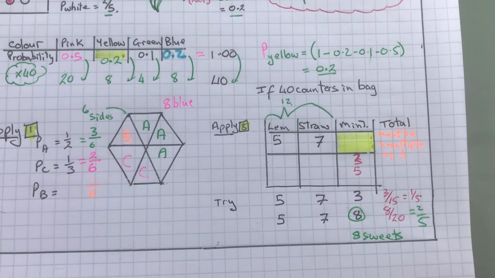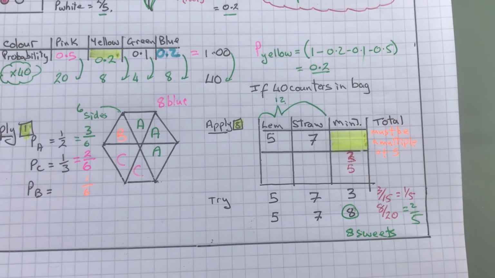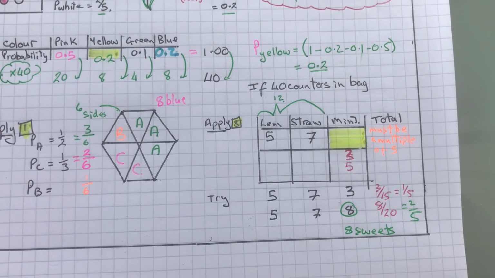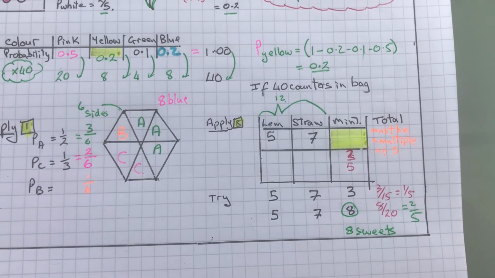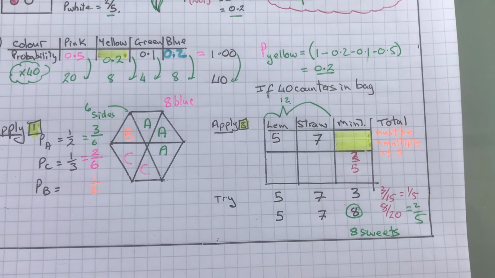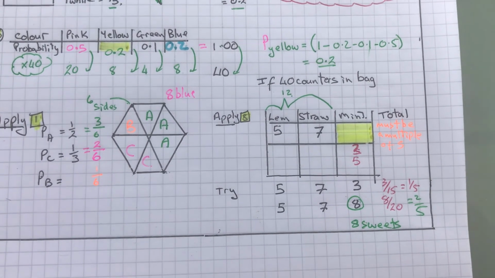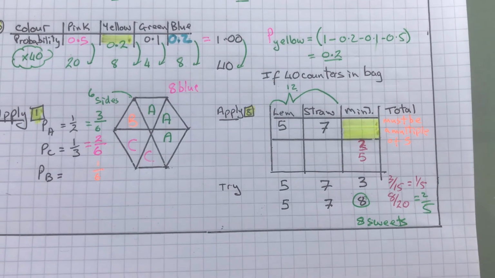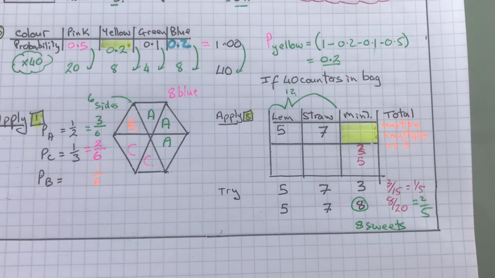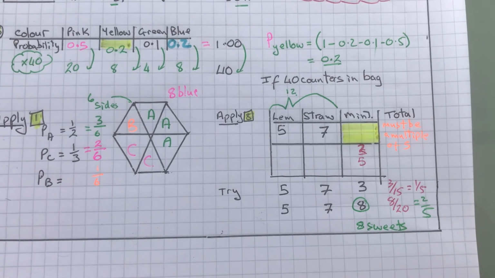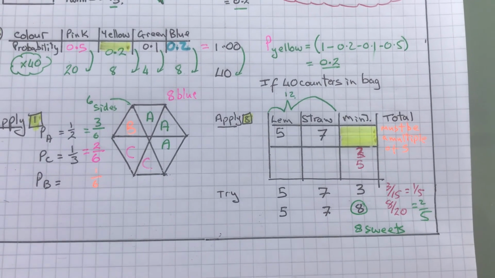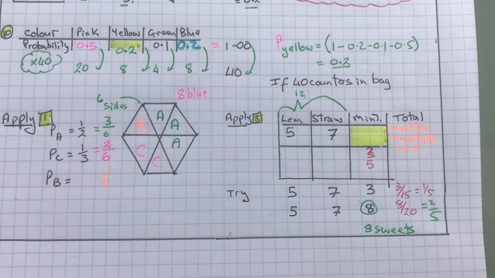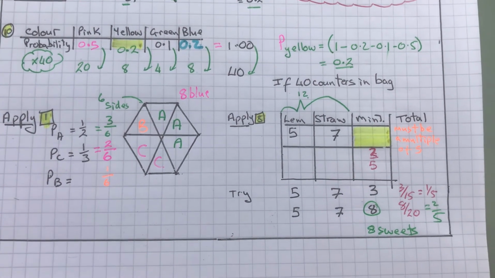I tried 3 in the first instance because 5 plus 7 plus 3 adds up to 15. If there are 3 mints, 3 out of 15 simplifies to 1/5. So that's not the same as 2/5. So I added another 5 mint sweets. So I tried again. If there are 8 mint sweets, 5 plus 7 plus 8 adds up to 20. And 8 out of 20 simplifies to 2/5. So there are 8 mint sweets.